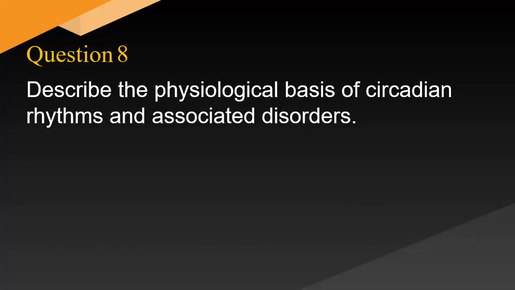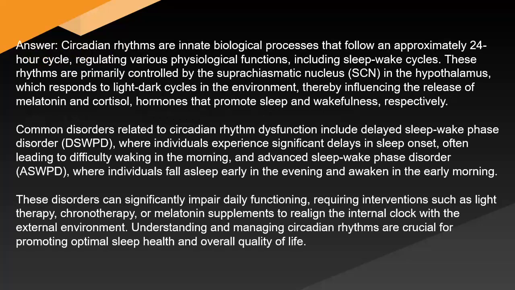Describe the physiological basis of circadian rhythms and associated disorders. Answer: Circadian rhythms are innate biological processes that follow an approximately 24-hour cycle regulating various physiological functions, including sleep-wake cycles. These rhythms are primarily controlled by the suprachiasmatic nucleus (SCN) in the hypothalamus, which responds to light-dark cycles in the environment, thereby influencing the release of melatonin and cortisol, hormones that promote sleep and wakefulness, respectively.